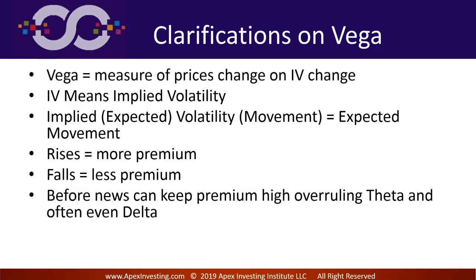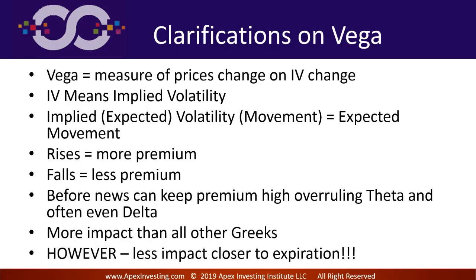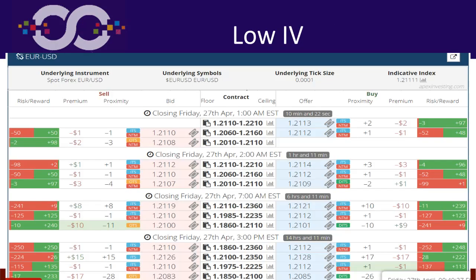Again, before news, premium can overrule things. It can even overrule time decay and movement. So again, this has more impact than all the Greeks, but it has less and less impact the closer you get to expiration. Okay? So we can look at a contract with really low implied volatility.